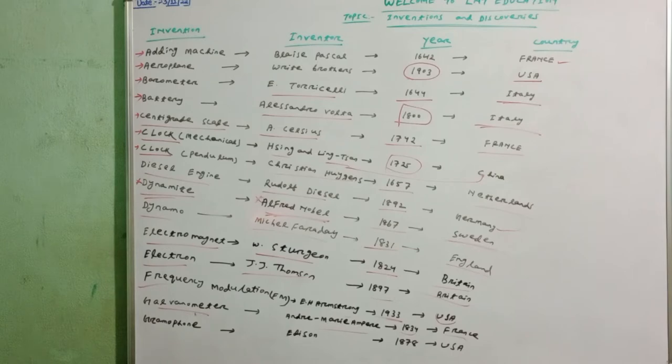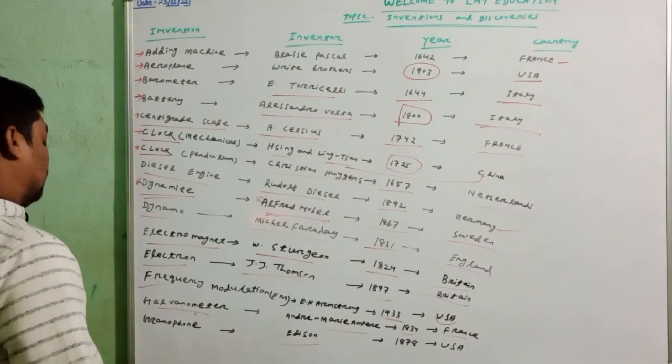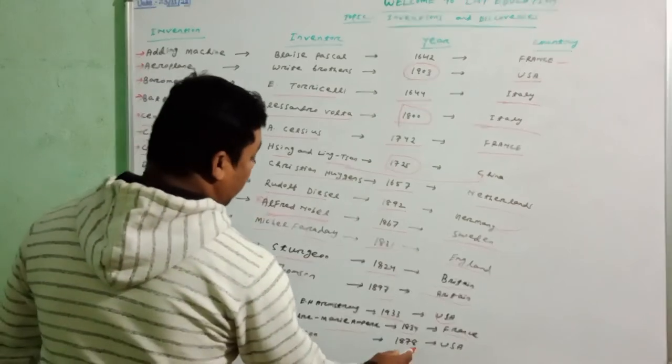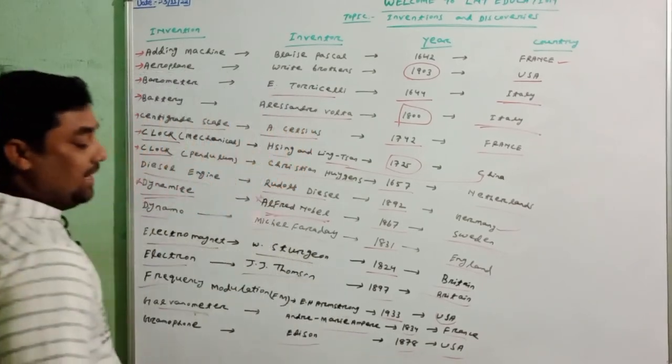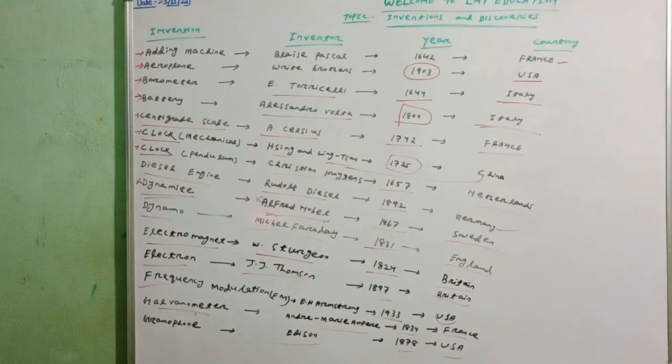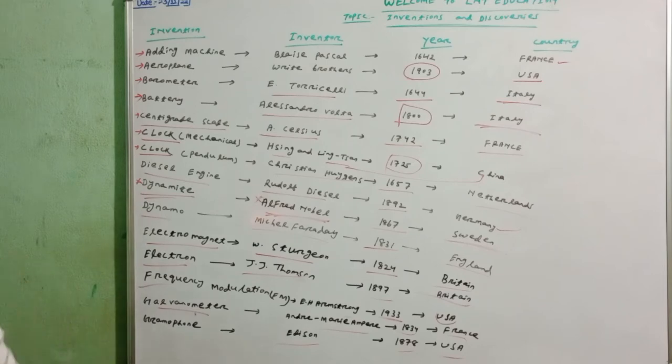Then gramophone, the inventor is Edison, and gramophone was discovered in the year 1878, and he belongs to the country USA, United States of America. Okay, so this is gramophone.